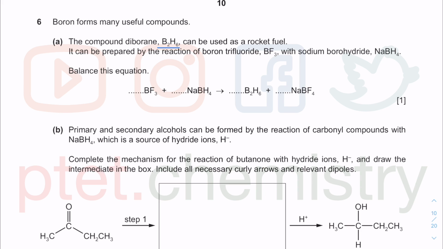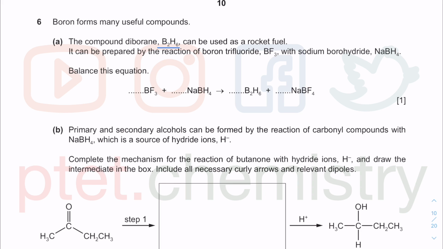You have boron here and you have boron here. So you have two borons and another boron here. So it seems like the fluorine substitutes out, or replaces, all the hydrogen. You get NaBF4, and now the hydrogen has replaced the fluorine, and you get B2H6.